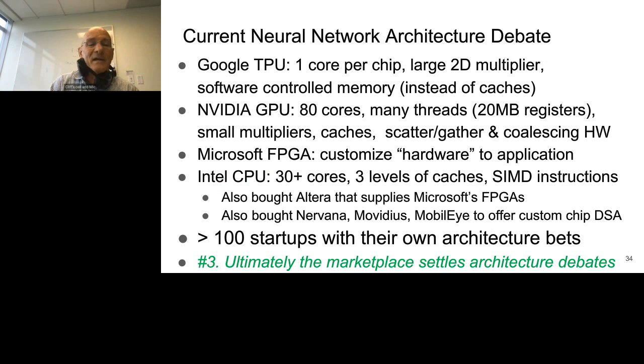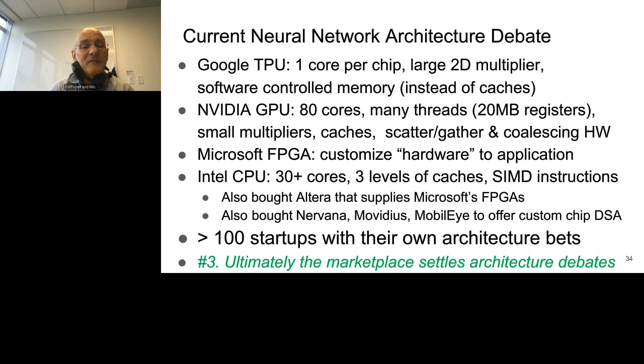So this is a very exciting time in computer architecture, and particularly about this domain, with lots of companies making different bets. Google, based on 1 or 2 big cores per chip with large multipliers, thousands of multipliers on it, and software-controlled memory instead of caches. NVIDIA GPU, which is the one that most machine learning is done on, has 80 cores, and the latest one, many threads, requiring an amazing 20 megabytes of registers to keep all these threads alive. Smaller multipliers, uses caches and has scatter, gather, and coalescing hardware, a very different architecture from the TPU.